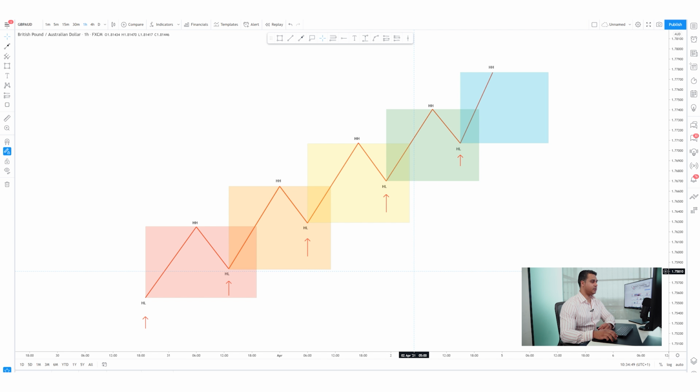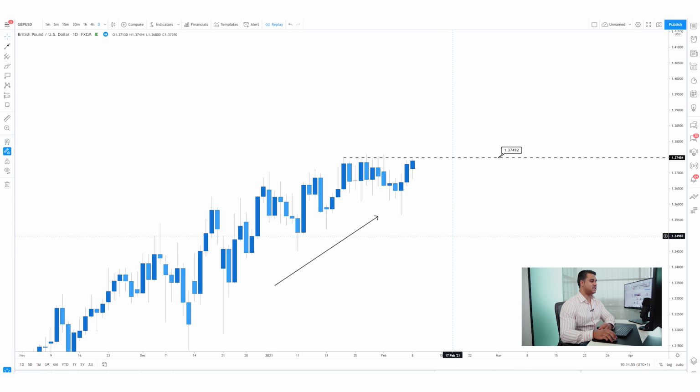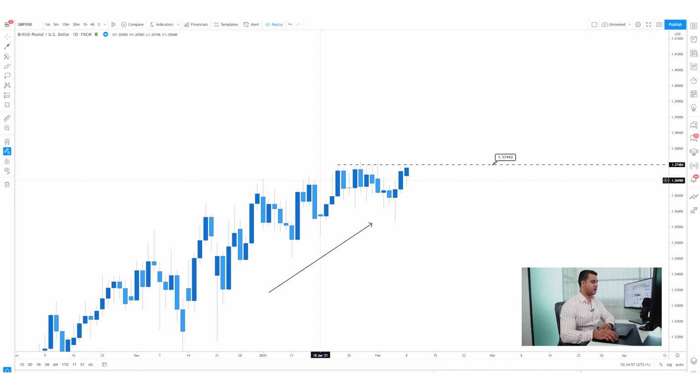Let's head over to the next screen. Here we're taking a look at GBPUSD. You can clearly see the trend is up. On the daily time frame, it's not very clear, but the trend is definitely up.